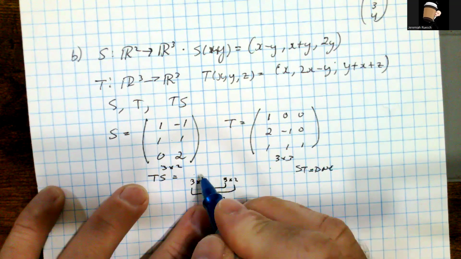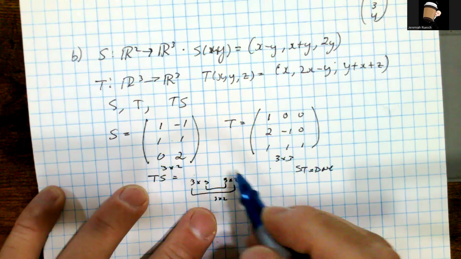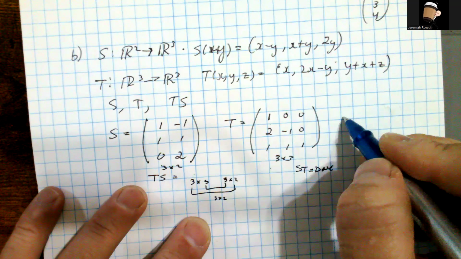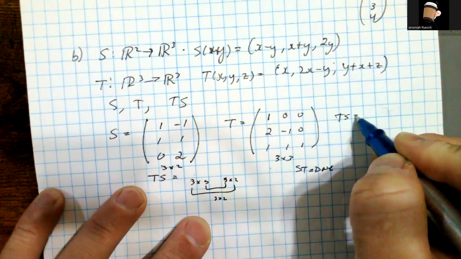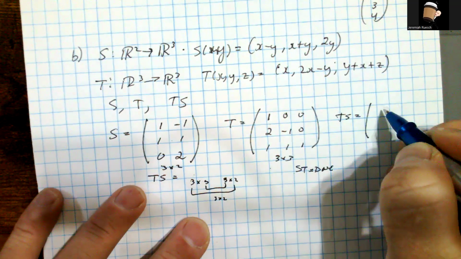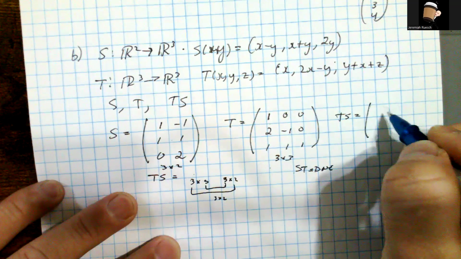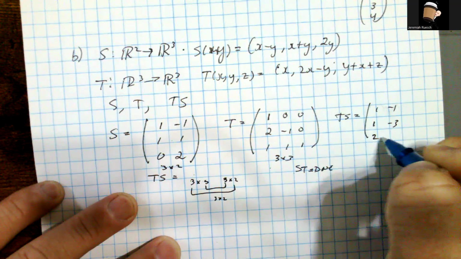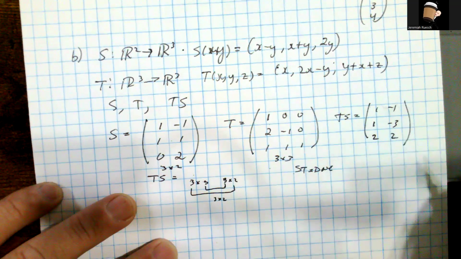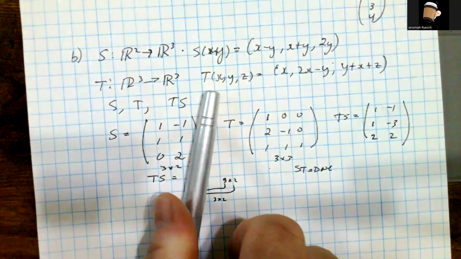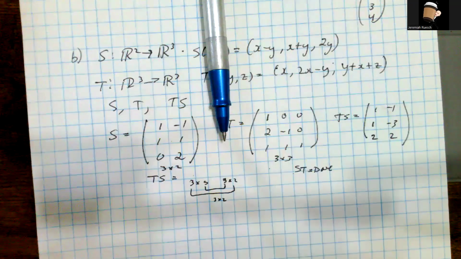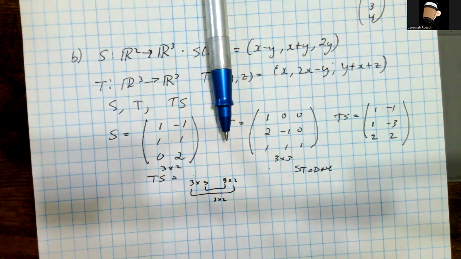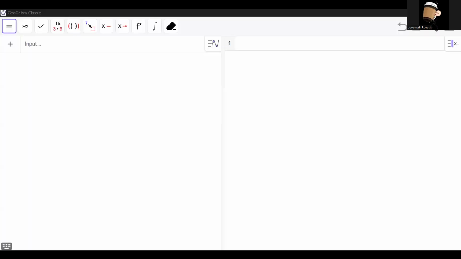So anyways, if we multiply these two matrices together, T and S, what we would get out of that, thanks to the magic of GeoGebra, is 1, -1, 1, -3, and 2, 2. Okay. Just to confirm that, let's jump over to technology real quick, and we will show that.